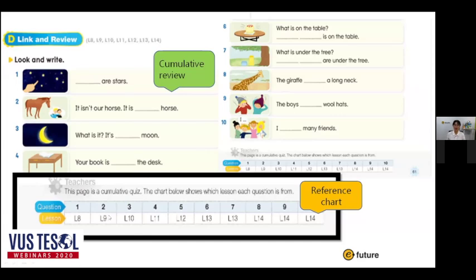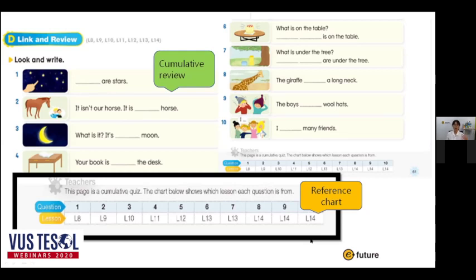So there is a reference chart. This is a grammar book from eFuture, My First Grammar. We have a special section like this, Linking Review, and we provide the reference chart for the teachers, so teachers know what students understand and what they need to review. If they have a wrong answer for question number 10, you check, number 10 is from lesson 14, then you can do the review on lesson 14. So this is a cumulative review.